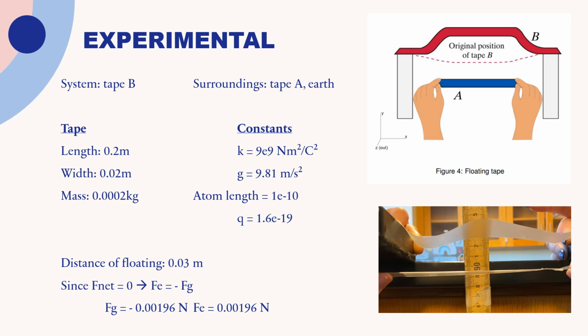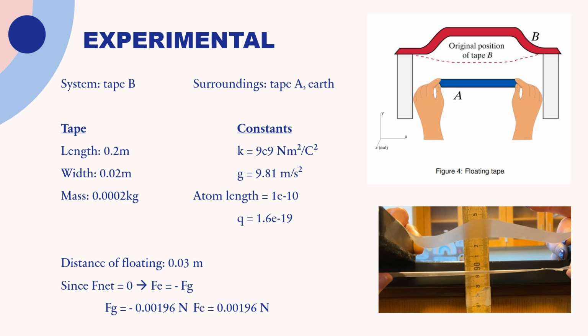The length of the tape was 0.2 meters. The width was 0.02 meters. Its mass was 2 times 10 to the negative 4th kilograms. The constant K is 9 times 10 to the 9th newtons meter squared per coulomb squared. The gravitational constant is 9.81 meters per second squared. The length of an atom is 1 times 10 to the negative 10th, and the effective charge Q is 1.6 times 10 to the negative 19th.